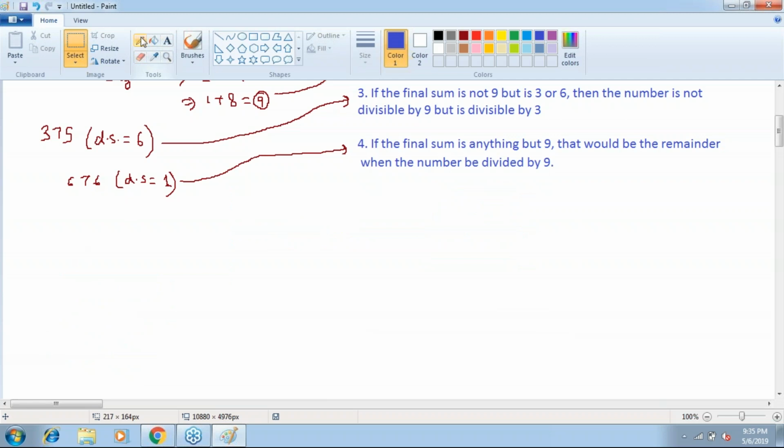Alright, so the divisibility rule of 7. I was saying that the divisibility rule of 7 is so pathetic that you would find it easier to actually divide the number by 7. So let me take a number.